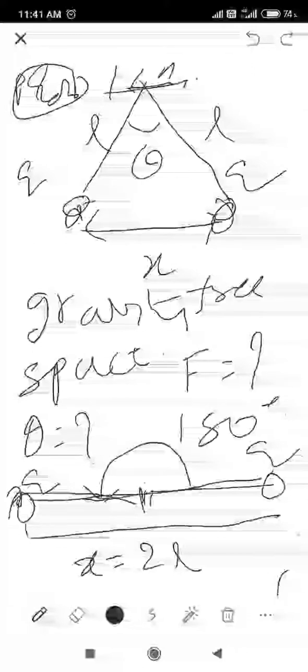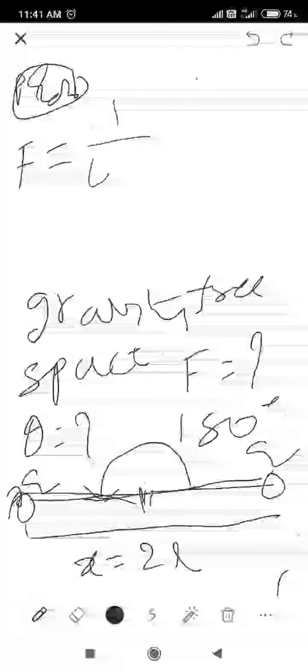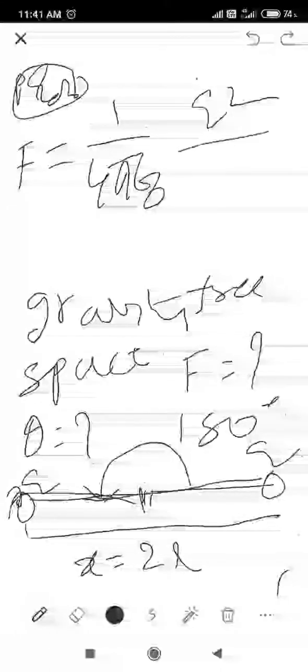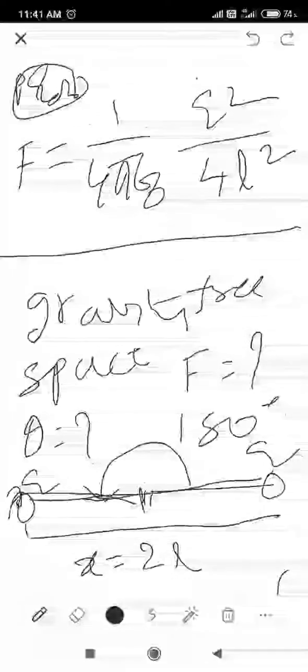Once we know gap between the two charges, we can find force between the two charges. By applying this formula, F is equal to 1 by 4 pi epsilon naught into product of the charges, that is q square, divided by distance between the two charges is 2L. 2L whole square is 4L square. So this is the answer.